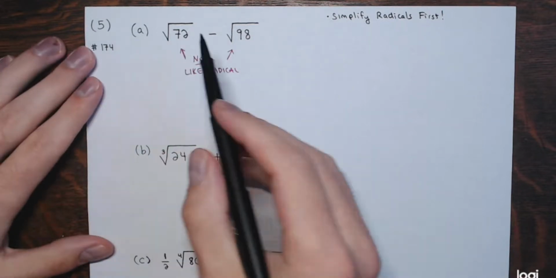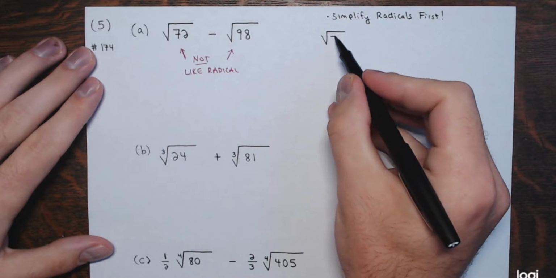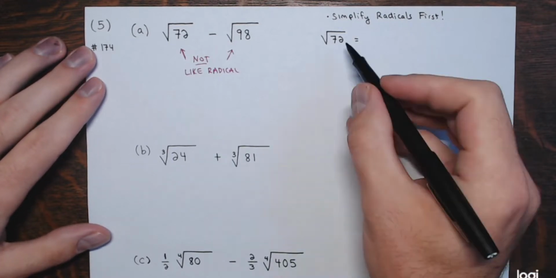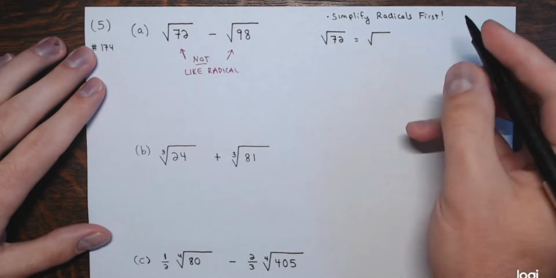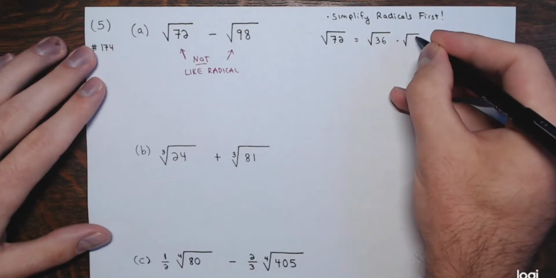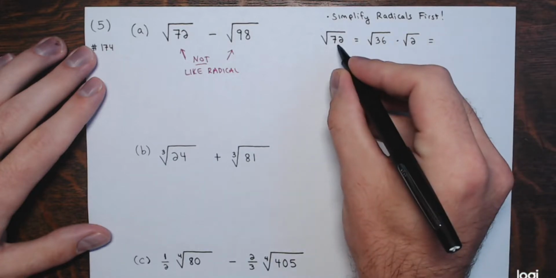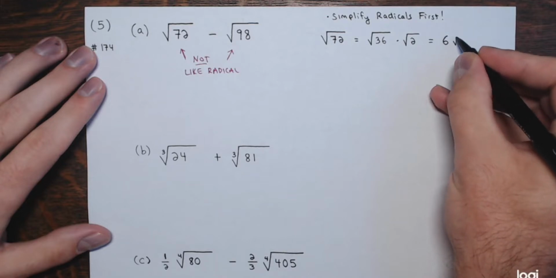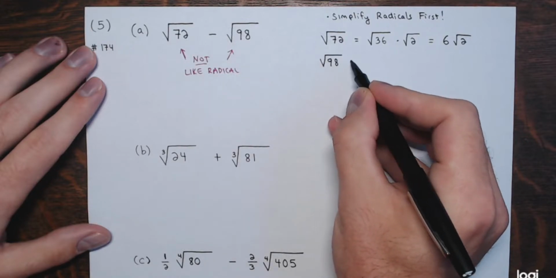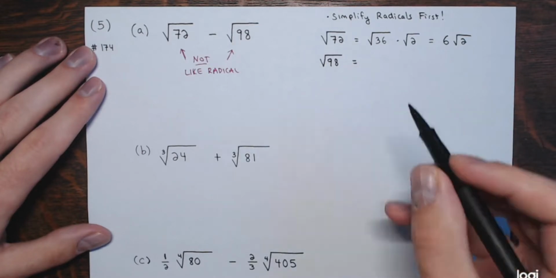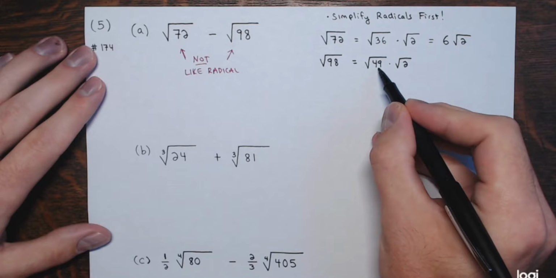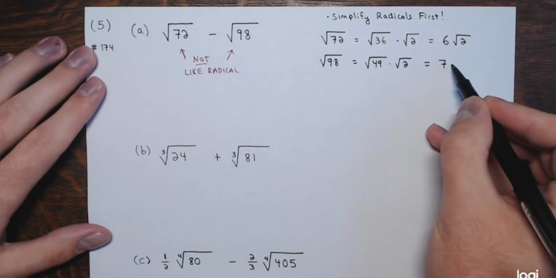Okay, so the square root of 72, remember this is a square root, so I'm looking for factors of 72 that are a perfect square. Well, using the product rule for radicals, this is the same thing as the square root of 36, which is a perfect square, right? That's 6 squared, times the square root of 2. Alright, so the square root of 72 I can rewrite as 6 times the square root of 2. And then same thing for the square root of 98. I can break this up using the product property. That's the square root of 49 times the square root of 2. And the square root of 49 is 7. And so this is 7 times the square root of 2.